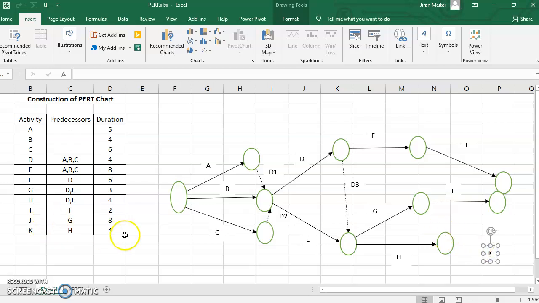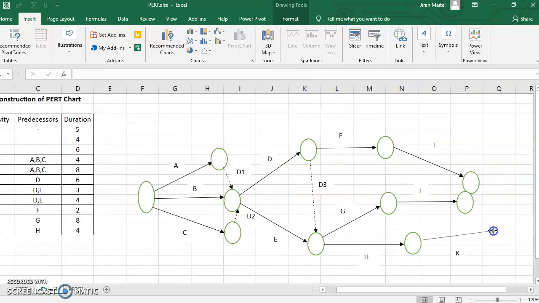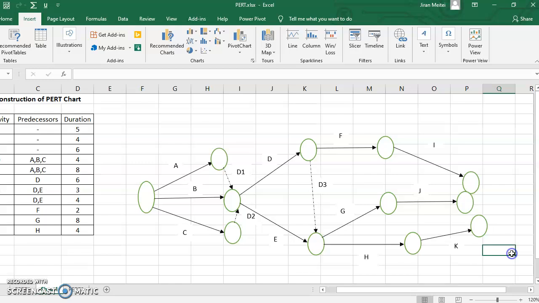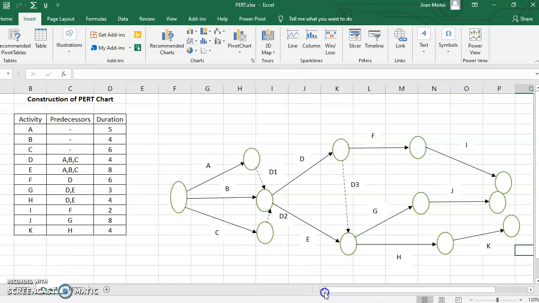Now K will be started after H. H is here, so K can be started from here. See, now you have plotted all the activities in the network. But the problem over here is you are ending the network at 3 different points, and this is not allowed. The network has to be closed at a single circle. The network is closing at 3 different circles. This will not be allowed. So let us modify this one.